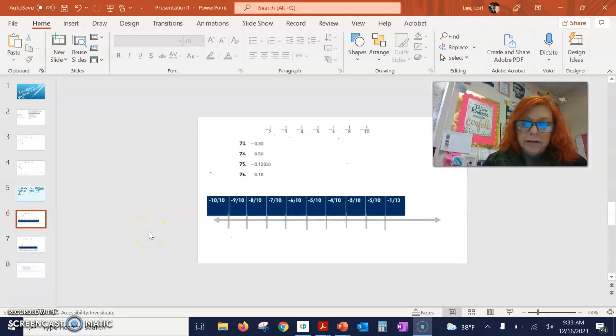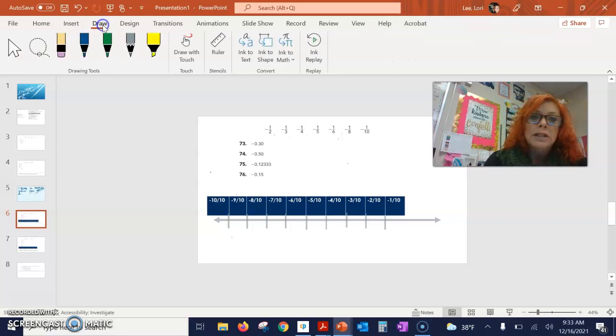All right, so I have my number line here. I have my fraction bar here. I have everything labeled. And now I need to turn these fractions, negative 1/10, into decimals. So just think for a second, negative 1/10.